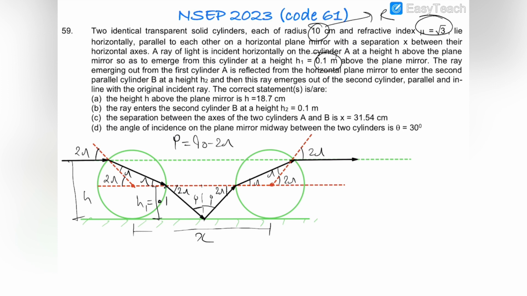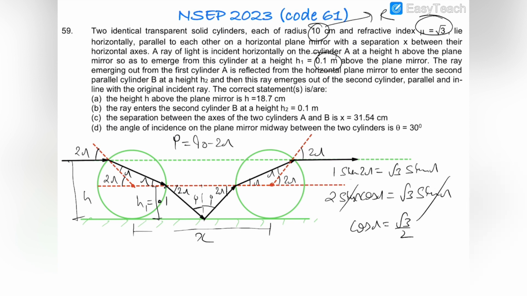Now first of all, we are applying Snell's law in this refraction, so we can say that 1 sine 2r is equal to root 3 sine r. And you can write sine 2r as 2 sine r cos r is equal to root 3 sine r. So cos r is equal to root 3 by 2. So r is equal to 30 degree. This is r. If r is 30 degree, then we can easily find out the value of x.